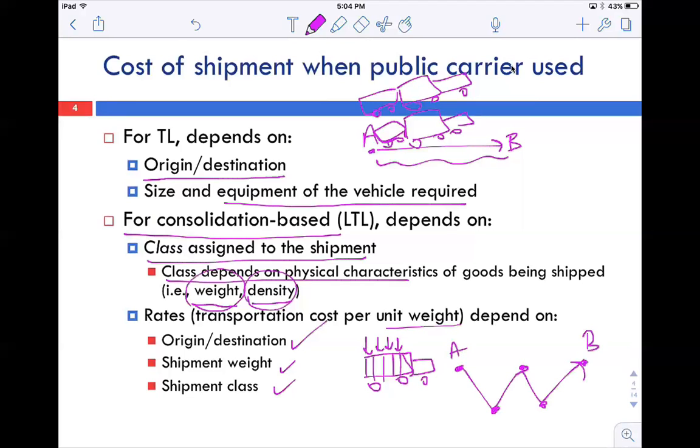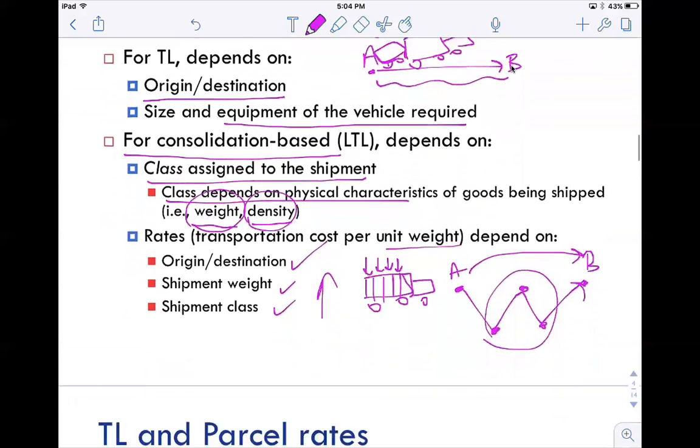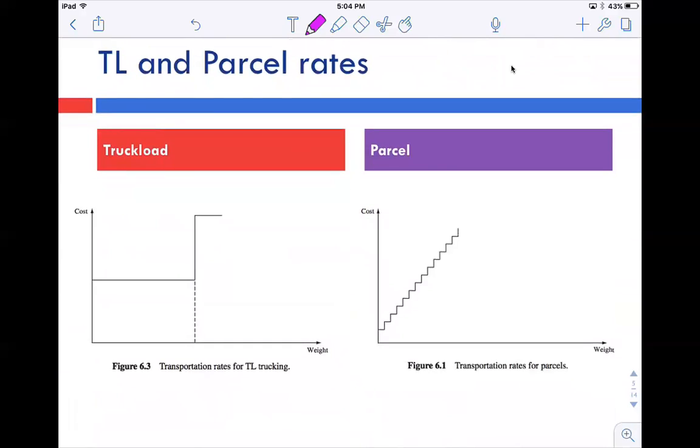So some companies take this route into consideration when planning your shipment from A to B. If A is far away from B and the truck has to make a lot of stops to reach B, then your price is going to be higher. Okay, I hope this is clear. So let's take a look at the total cost graphs of truckload and parcel, and then we're going to take a look at the total cost graph for less than truckload operations.